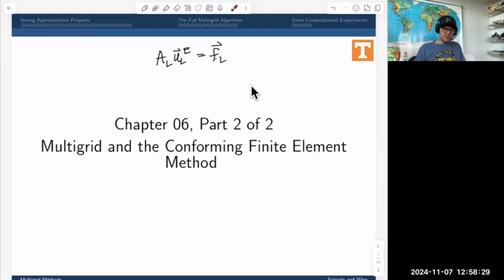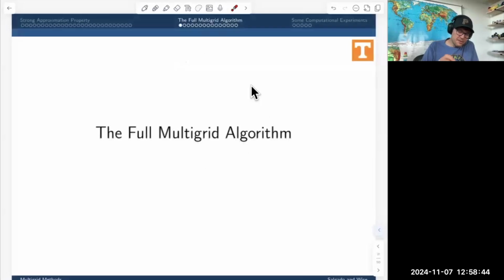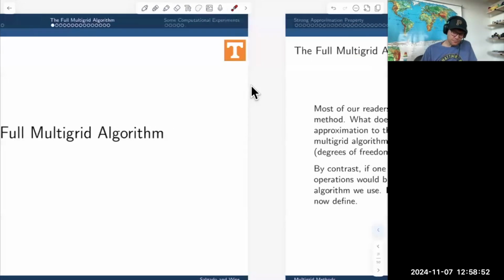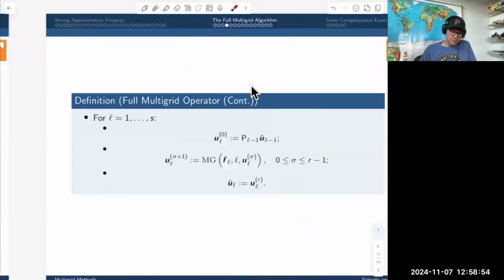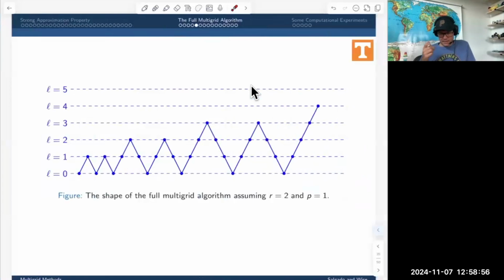The last piece I want to talk about for the multigrid method applied to the finite element method is the full approximation, or the full multigrid algorithm. We haven't discussed this algorithm yet. It is a new algorithm based on the old standard multigrid algorithm. Here's how it works. I'm going to draw a picture first, and then we'll get into all the definitions.